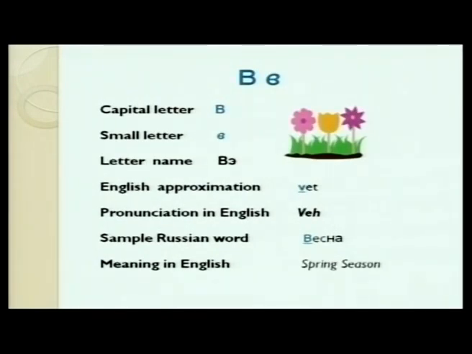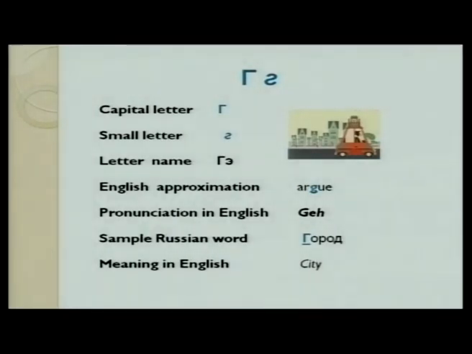The next letter is ve. Ve, like ve in wet. I will give you one example in Russian. Visna. Visna, which means spring season. The next letter is ge. Ge, like in the word argue. I will give you one example in Russian. Gorod. Gorod, which means city in Russian.